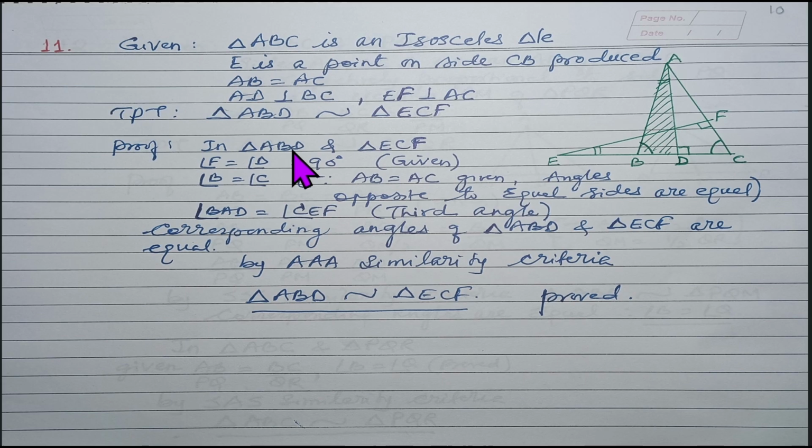In triangle ABD and triangle ECF, angle F is equal to angle D. Angle F is equal to angle D, both 90 degrees because they are perpendiculars drawn. Angle B is equal to angle C because the sides AB and AC are equal. Triangle ABC is an isosceles triangle. AB is equal to AC, and the angles opposite to them are equal. Therefore, angle B is equal to angle C. That is the second angle of the two triangles. And naturally, the third angle is also equal. Angle BAD is equal to angle CEF, that is the third angle. So by triple similarity criteria, the triangle ABD is similar to triangle ECF. So that is how the proof is given.